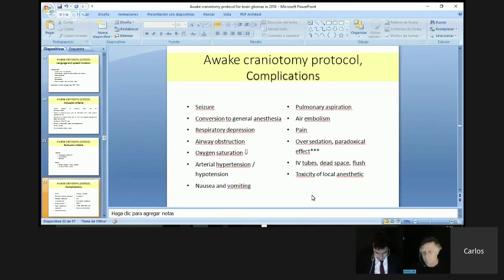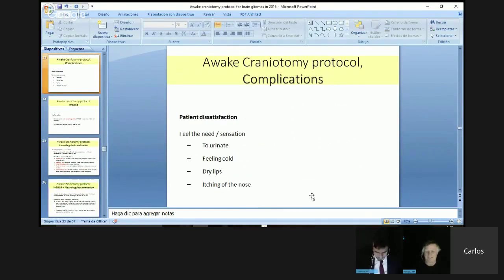The complications for these kinds of surgeries are, in the first world, seizure in more than 5–10%, conversion to general anesthesia in less than 1 or 2%, respiratory depression above 5%, airway obstruction, oxygen saturation decrease, arterial hypertension or hypotension, nausea and vomiting, pulmonary aspiration, air embolism, pain, oversedation, paradoxical effect. So many kinds of complications can we have during this kind of surgery.